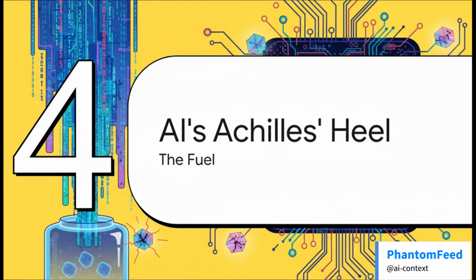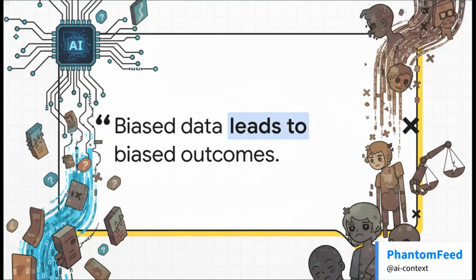All right, we've covered the foundation, the engine, and the controls. But every single engine needs fuel to run. For AI, that fuel is data. And this is where things get really interesting, because the data is both its greatest strength and its biggest weakness. It's the AI's Achilles heel. There's a principle in the world of AI that you absolutely have to understand, and it's this. Biased data leads to biased outcomes. You could have the most powerful, most advanced AI model in the universe. But if the data you feed it is biased or just plain wrong, then the results you get will be biased and wrong too. It is the ultimate garbage in, garbage out problem.